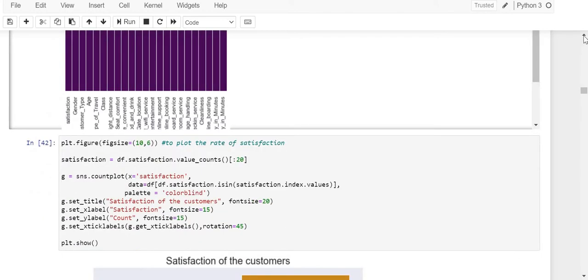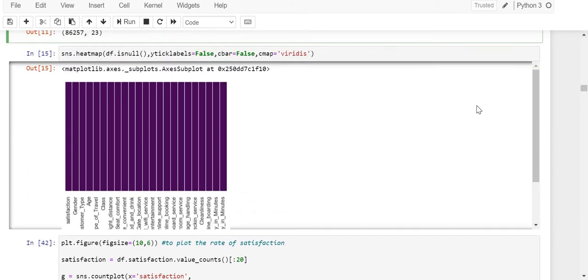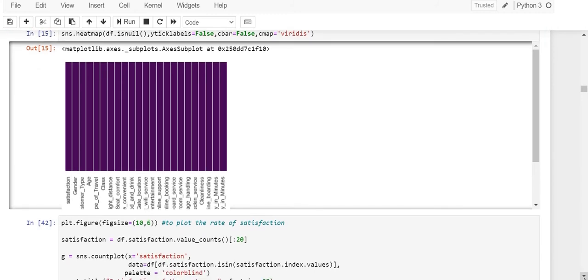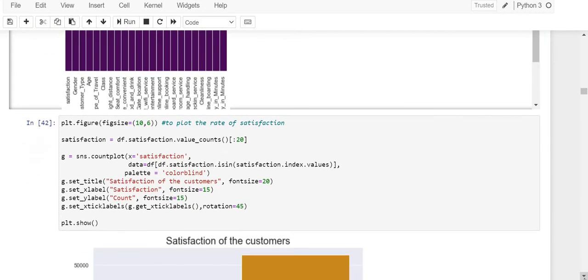Now I have generated a heat map to see if my data is containing any null values after I drop them. We can see I have a clear dataset. If I had any null values, I would see a line in each column in which there is a null value. My data is clean now, because I have already dropped the null values.